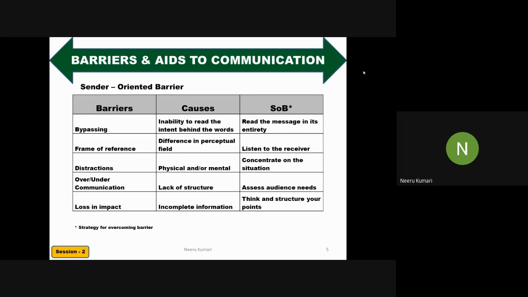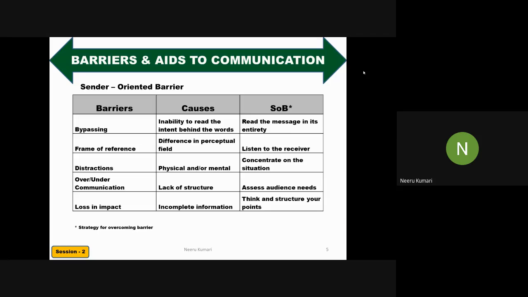Many times, over and under communication: sometimes people talk too much, and sometimes certain people don't talk at all. So you should know the limit. If you really want to know what we understand by good communication: how much to speak, when to speak, how to speak, to whom to speak, these are very, very important questions, and you have to keep these in your mind so that you can identify who the audience is.